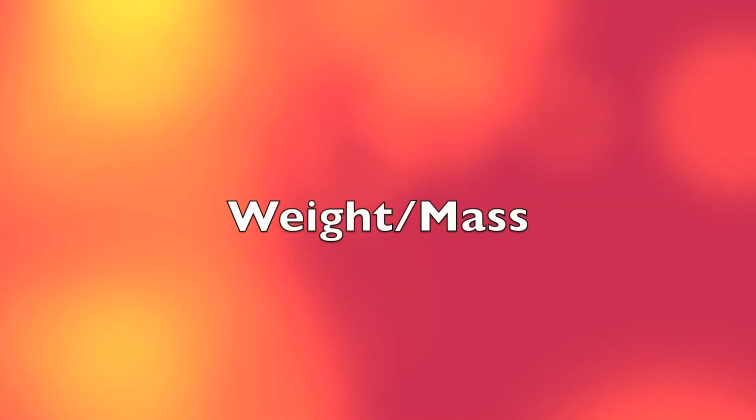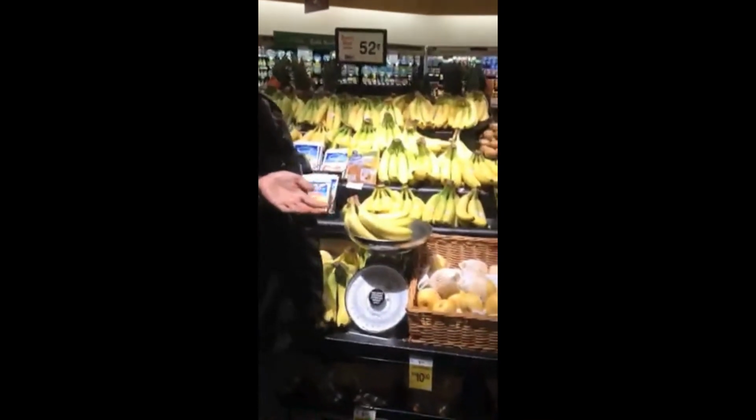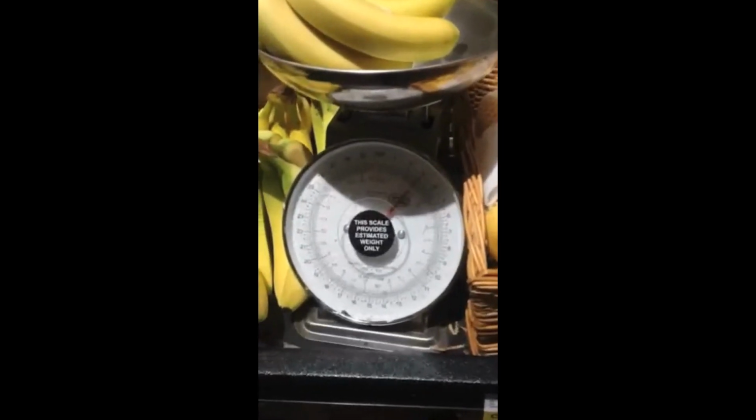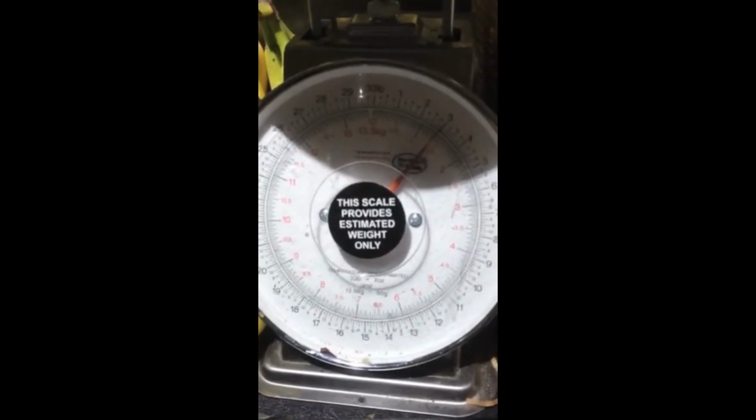Force of gravity acting upon an object is referred to as the weight of the object. The mass of an object refers to the amount of matter that is contained by the object. According to the equation Fg equals mg, the weight or force of gravity of the bananas is 13.34 newtons, and the mass is 1.36 kilograms.